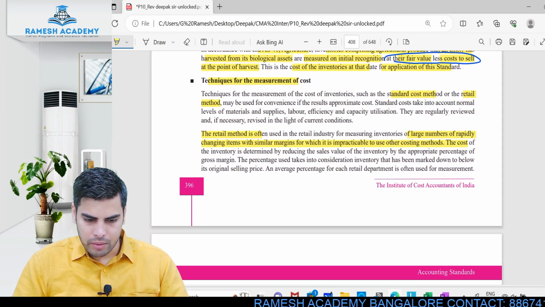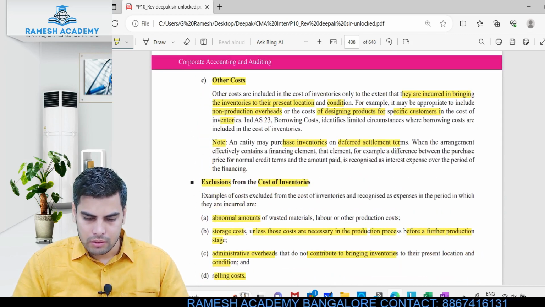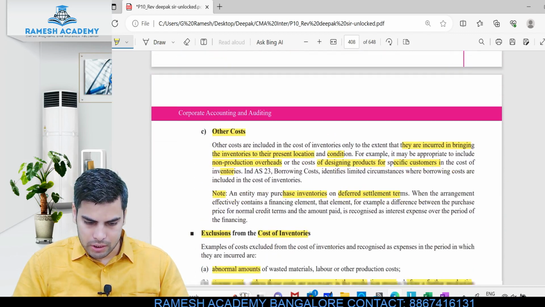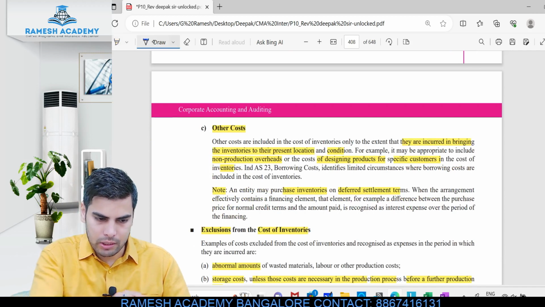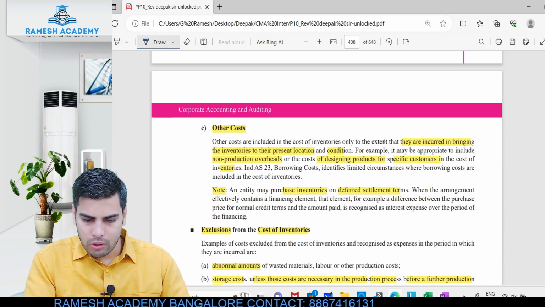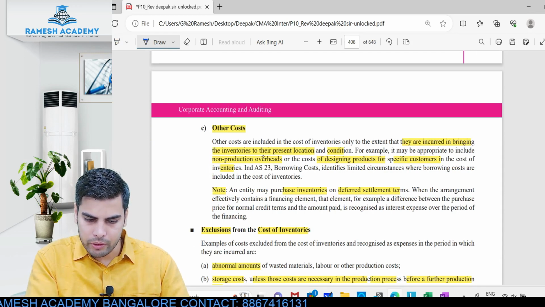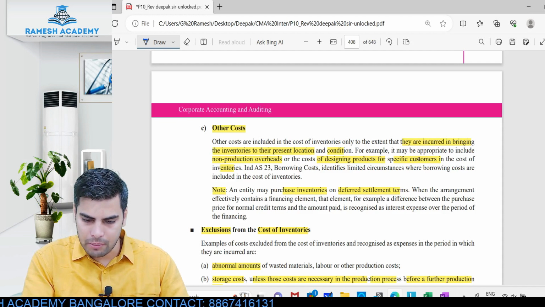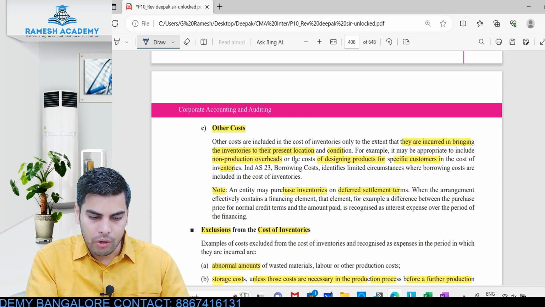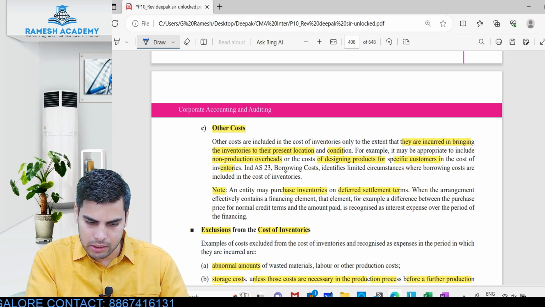Somewhere we discussed borrowing cost, right? It will not be forming part of your inventory cost. That is what we discussed, right? So somewhere, yeah, here it is. Look at this. Other costs are included in the cost of inventory only to the extent that they are incurred in bringing the inventory to the present location or condition. For example, it may be appropriate to include non-production overhead as cost of designing. This we discussed.